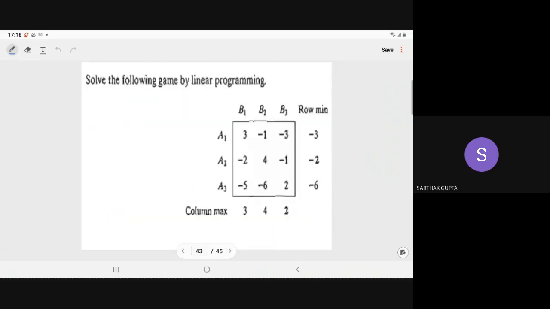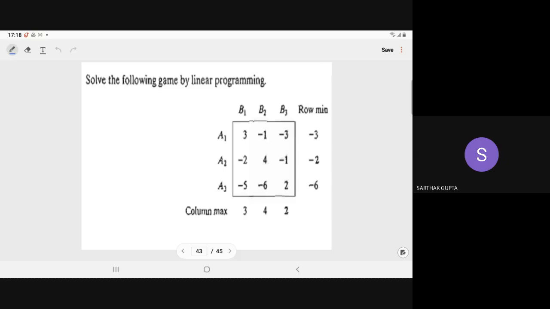Let us have this problem. Solve the following game by linear programming. Here we have A1, A2, A3, and B1, B2, B3 are the strategies for player A and player B. So the payoff matrix for player A is given to you. Entries are 3, minus 1, minus 3, minus 2, 4, minus 1, minus 5, minus 6, 2.